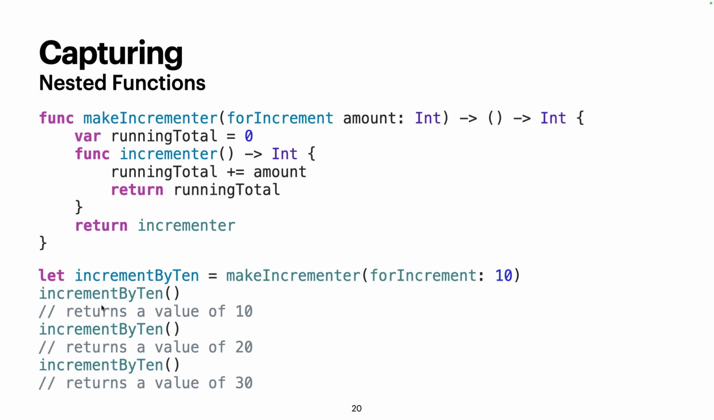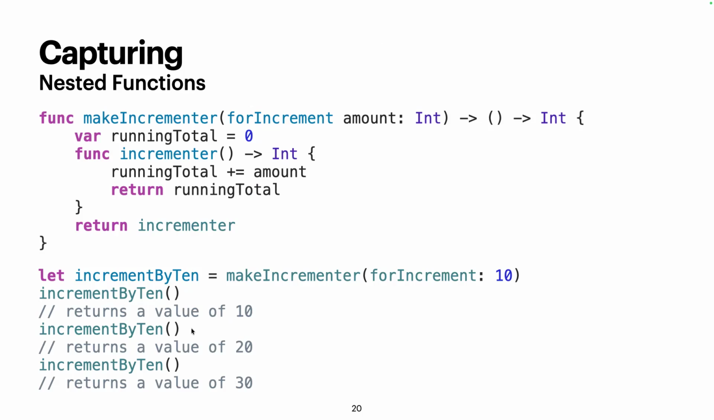So when we call this function, incrementBy10, what happens is that it's going to return 10. Well, why? Because we passed in 10 into here, right? And it's going to increment runningTotal by 10 and print that out. So now it's 10. If I call this again, it's going to be 20. So runningTotal now is 10, and then we increment runningTotal by 10 again. So that's 20, and so forth.